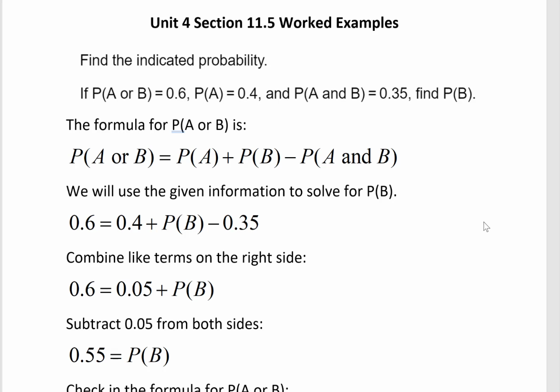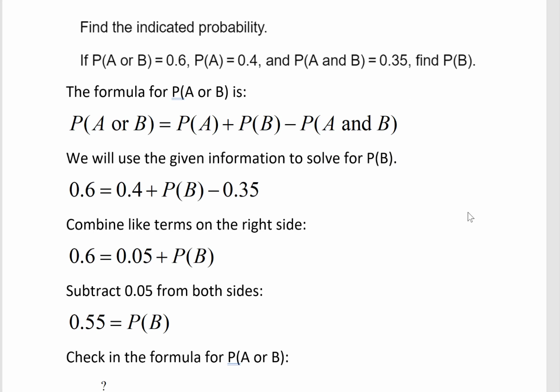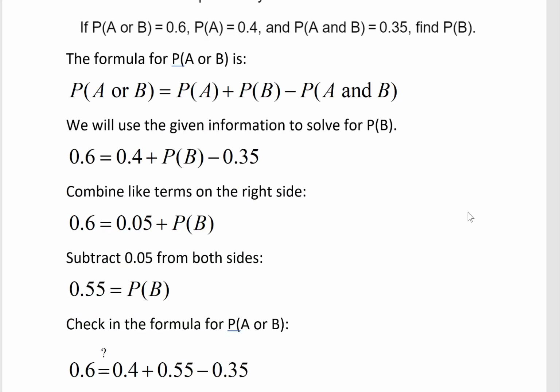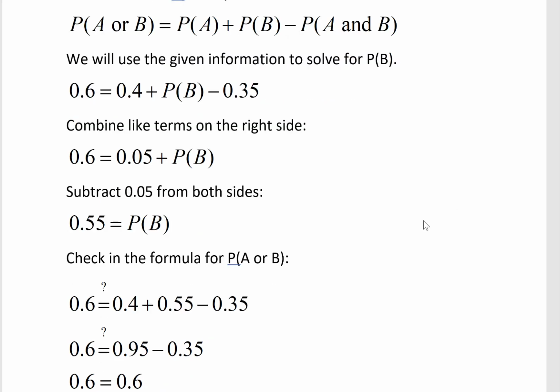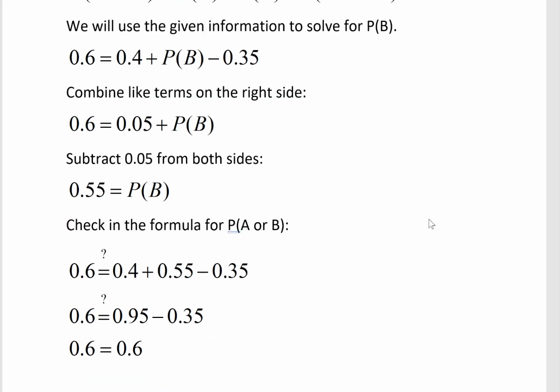So we can combine the like terms on the right side, and we have 0.6 equals 0.05 plus probability of B. Subtract 0.05 from both sides, and we get 0.55 for the probability of B. We can go back to the original formula and check that it's correct by putting in all four quantities and making sure that we get a correct equation, which we do right down here, so we know that that's the correct answer.